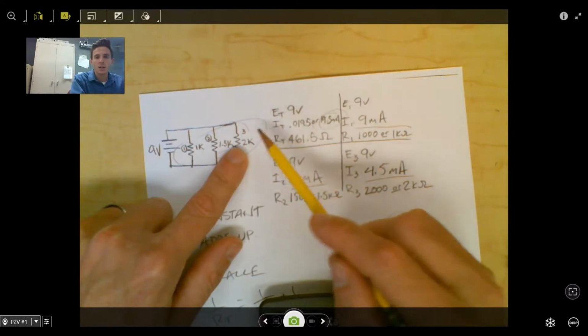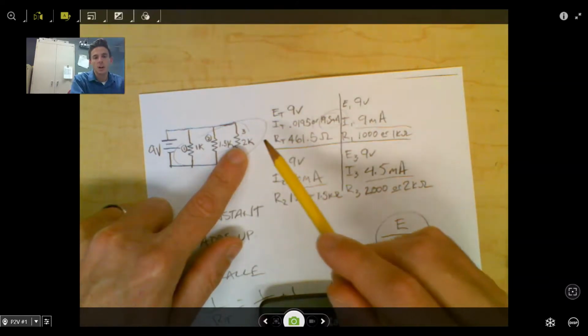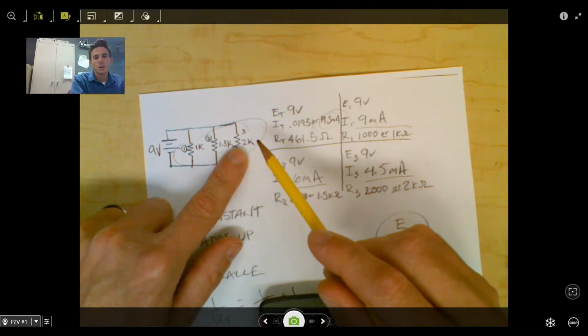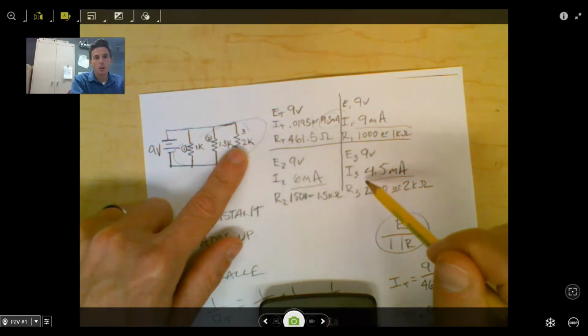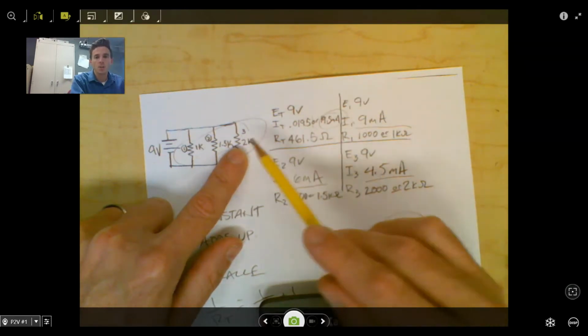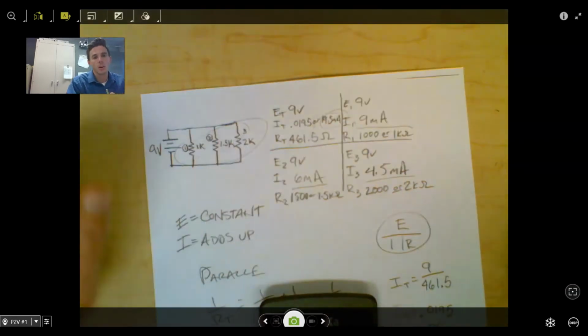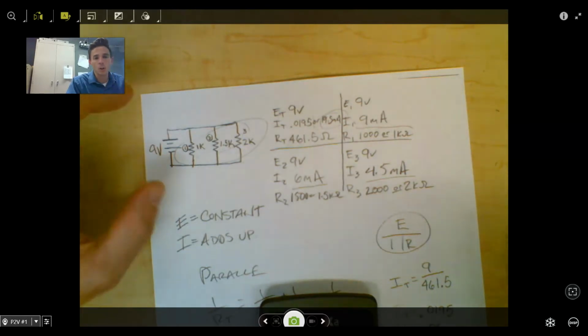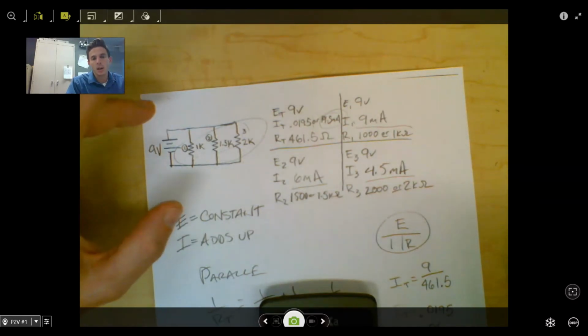Because again, resistance is inversely proportional to current. So the higher the resistance, the lower the current is going to be. All right. So that's a quick 7-minute lesson on how to do Kirchhoff's law in parallel.